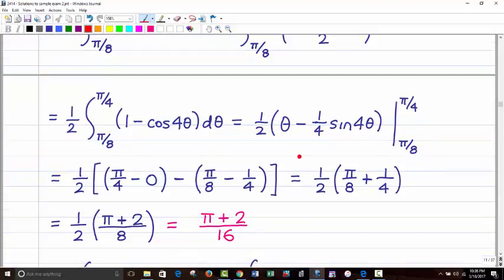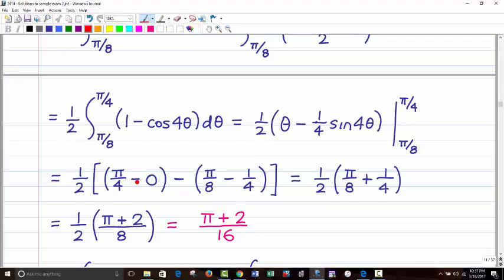And then we plug in the pi over 4. So we put it in for theta, that's going to give you a pi over 4. 4 times pi over 4 is pi. Sine of pi will be 0. The bottom one, you put in pi over 8 for theta, makes it pi over 8. Put in pi over 8 for theta here. 4 times pi over 8 would be pi over 2. Sine of pi over 2 is 1, but you have the 1/4 in front, so that's 1/4 times 1.